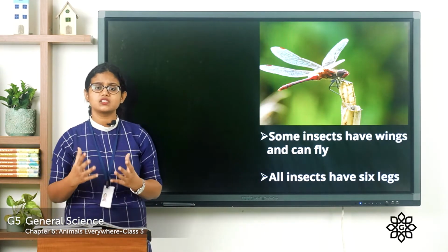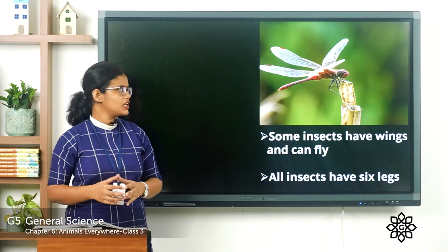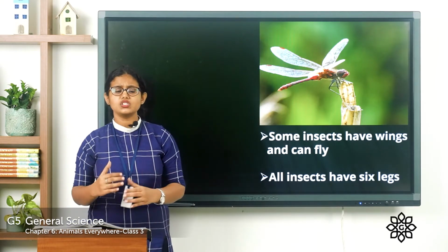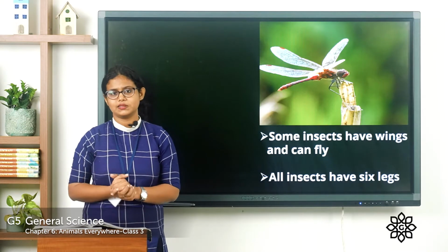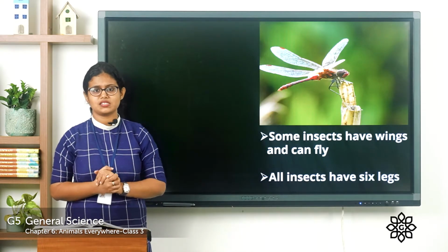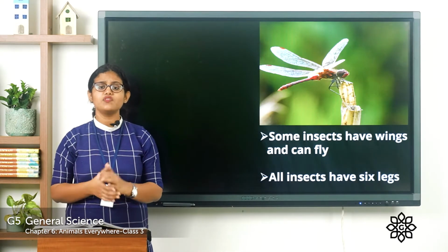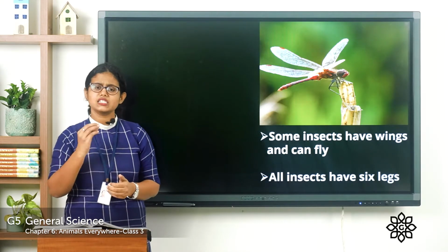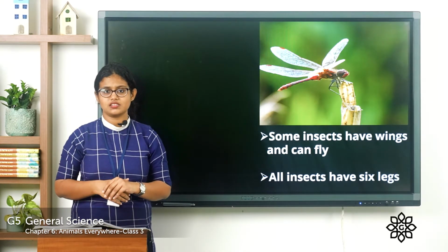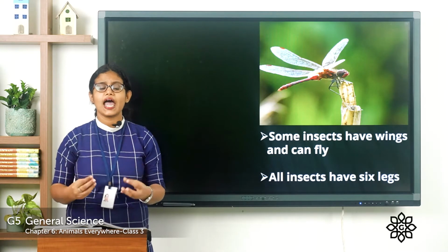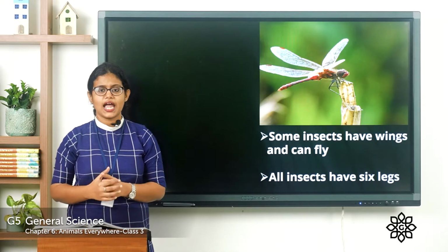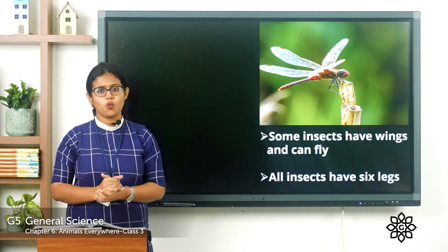Let's discuss insects. Insects are the largest group of animals on earth. They are small animals. All insects have 6 legs, and some of these insects have wings. These wings help them to fly, and they use their legs to walk.